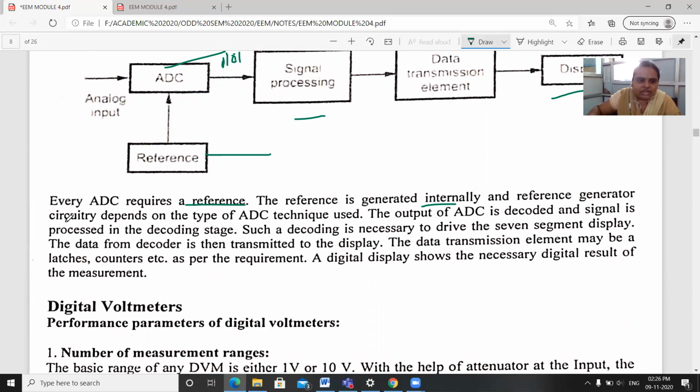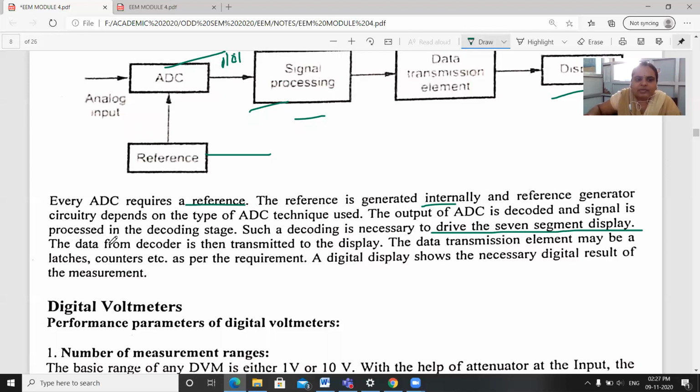The reference generator circuit depends on the type of ADC we are using. I gave the example of a 0 to 5 reference. Different ADCs require different references, okay? Then the output of the ADC is decoded and the signal is processed in the decoding stage in this block diagram. Such decoding is necessary. Why is it necessary? To drive the 7-segment display. If you give analog values, it will not display the value. Based on the 7-segment display information, the decoding operation is done.